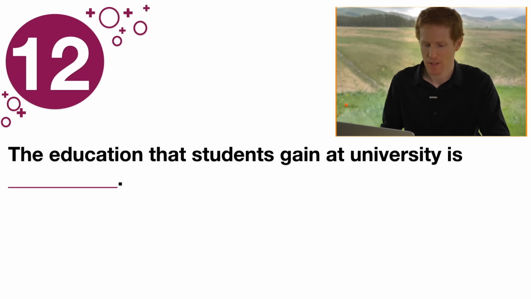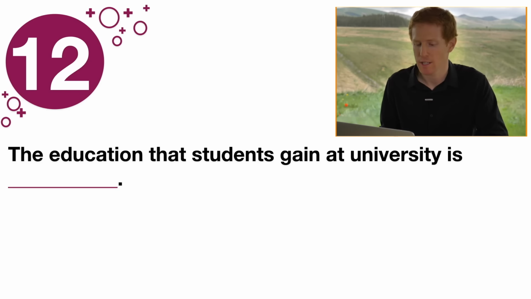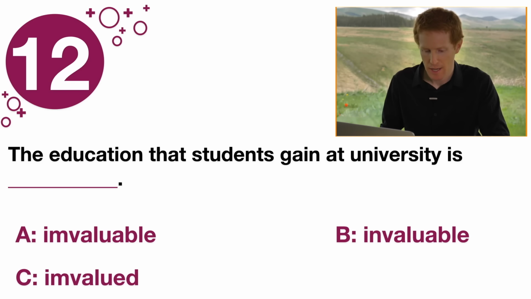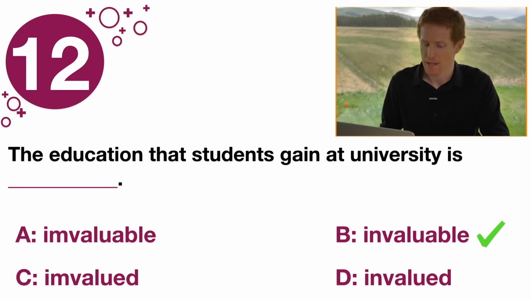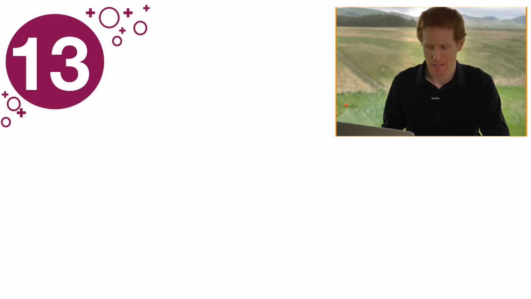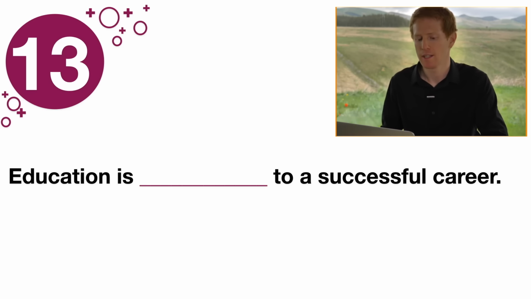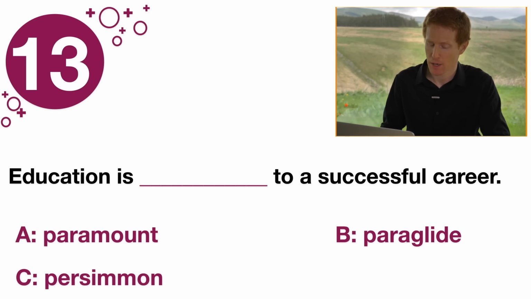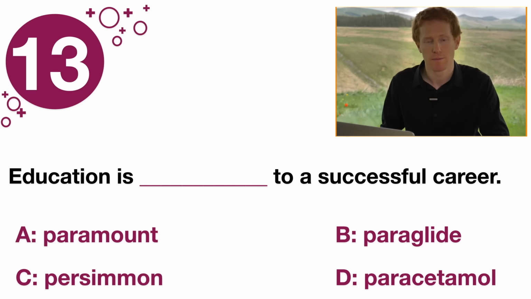Number 12. The education that students gain at university is something. Invaluable, invaluable, invalued, or invalued. And the answer is B, invaluable, which means very, very valuable. Number 13. Education is something to a successful career. 4 options: paramount, paraglide, persimmon, or paracetamol. And the answer is, of course, A, paramount, which means very, very important.